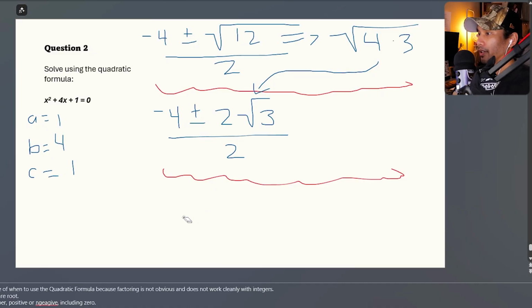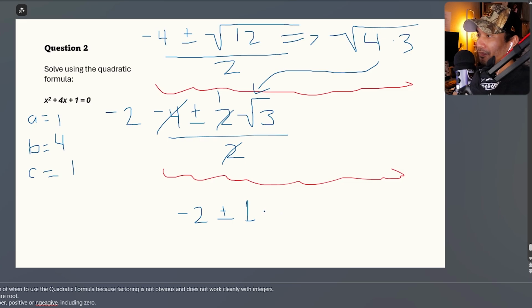But first we could do something here. This 2 could be divided with this -4 and this 2, so we could cancel them out. -4 divided by 2 and also 2 divided by 2. And this one would equal 1. So let me just simplify further, -2, and I won't have a denominator anymore. And then for the sake of this video, I'm going to put a 1 here.